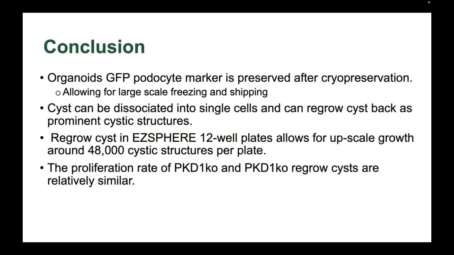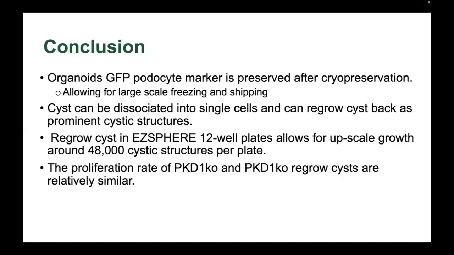And so from here, we can conclude that the organoid GFP marker is preserved after cryopreservation, allowing for large-scale freezing and shipping. The cyst can be dissociated into single cells and can regrow back as prominent cystic structures, as I showed. And the regrowth cyst in the EasySpear 12-well plates, which have laser-engineered wells, allows for upscaled growth, around 48,000 cystic structures per plate, allowing for a large scale growth.